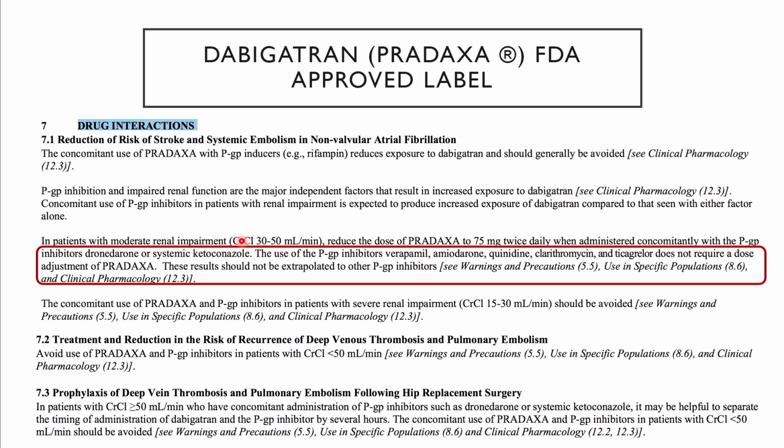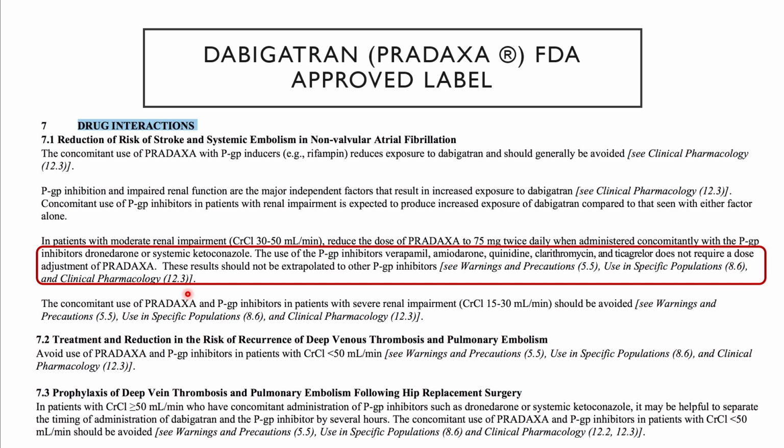So I'd like to focus right here where it says the use of PGP inhibitors, specifically what's called out are verapamil, amiodarone, quinidine, clarithromycin, and ticagrelor. All of these particular medications were studied with dabigatran, and although the exposure was increased in the presence of these PGP inhibitors, there was a margin, if you will, of efficacy and safety, such that the increase in exposure was deemed to be clinically irrelevant.